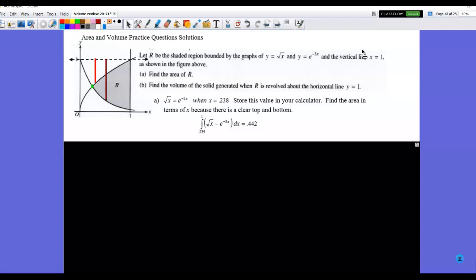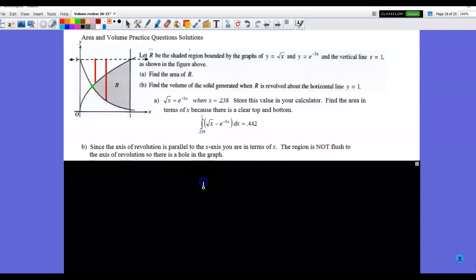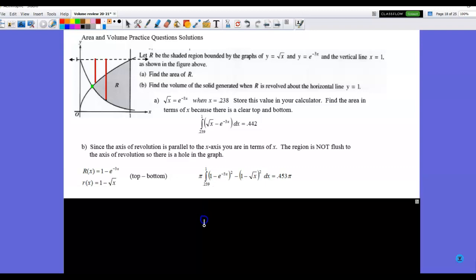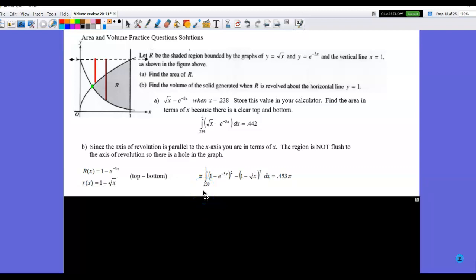There's going to be a big R and there's going to be a little r. So you can see that big R is top 1 minus bottom e to the negative 3x. Little r is top 1 minus bottom square root of x. So I have my big R and my little r. The good news is the calculator is going to do all the work. We're going to accumulate the volume from the same points of intersection.